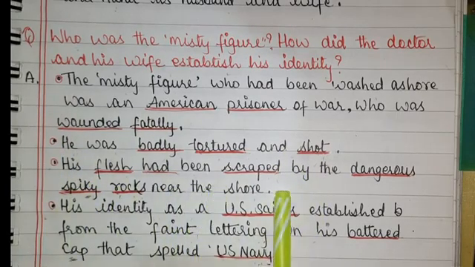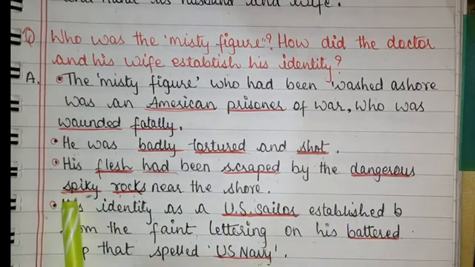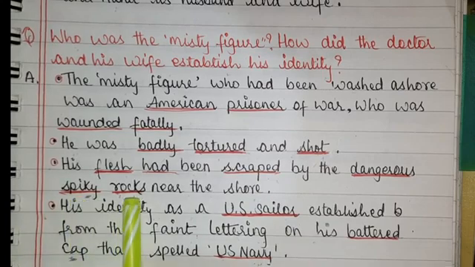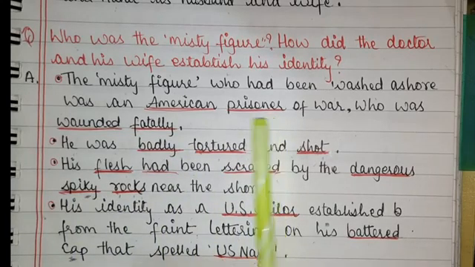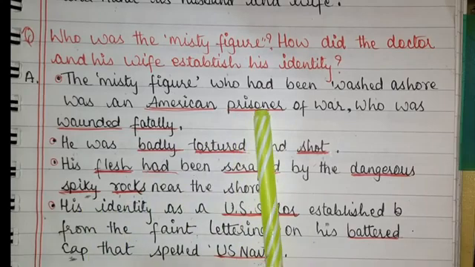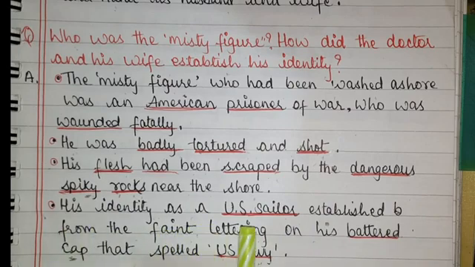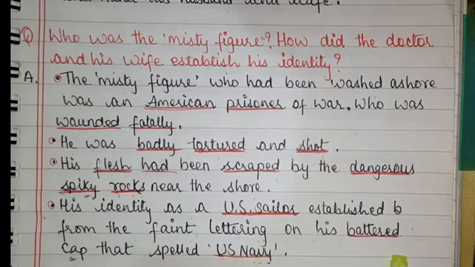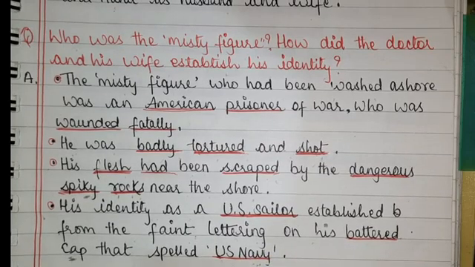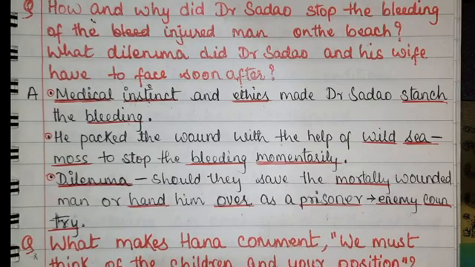His flesh had been scraped by the dangerous spiky rocks near this shore. Needle-like, very sharp rocks tried to kill that man brutally. It means nature also wanted to kill that prisoner of war, but he survived. Now the next part of the answer: his identity as a US sailor was established from the faint lettering on his battered cap. The cap of the soldier showed the identity of the US Navy. Okay, let's move to the next question.